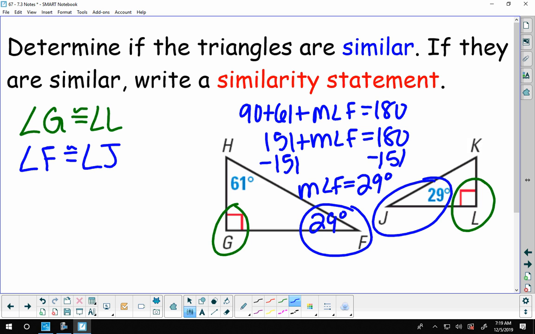And now we have enough information to conclude that these two triangles are similar because we have two angles of one triangle congruent to two angles of another triangle. So I'm going to name this first one HGF. It's similar to, and we have to match up corresponding parts. So we did 61, 90, 29. So we have to do the same thing over here. 61, 90, 29. So triangle KLJ.